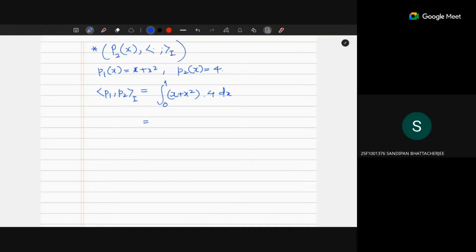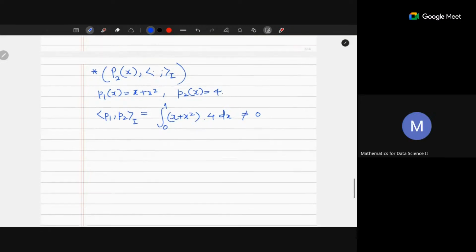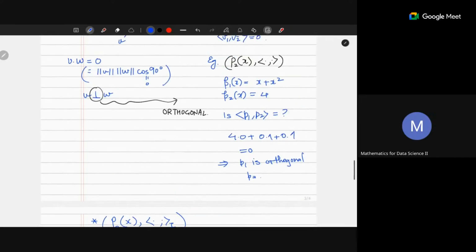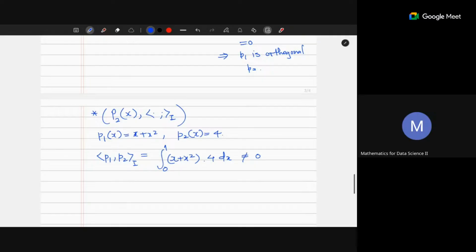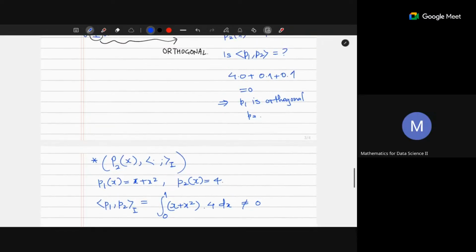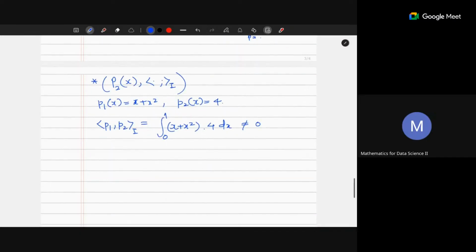So it's 4 into 1 by 2 plus 1 by 3. So it's 5 by 6, so it is not 0. 20 by 6. It is not 0. That's not 1, so it is not equal to 0. Yes? So that means they are not orthogonal with respect to this inner product, though they were orthogonal with respect to some other inner product. So orthogonality depends completely on the choice of inner product that you have started with.